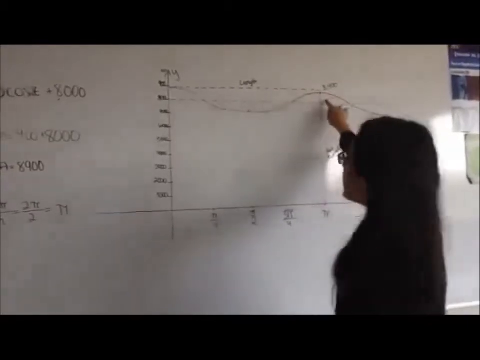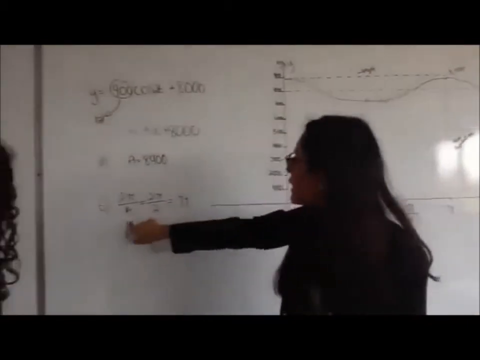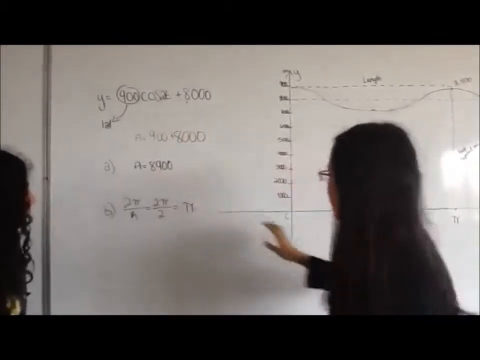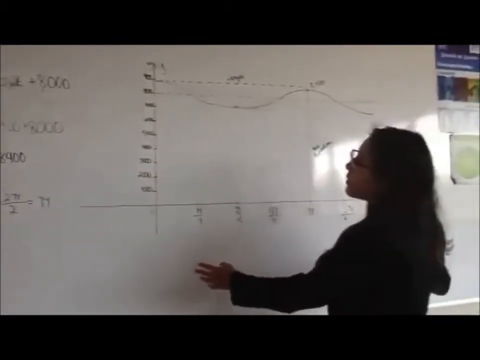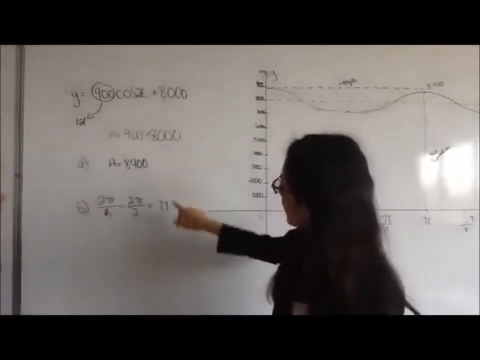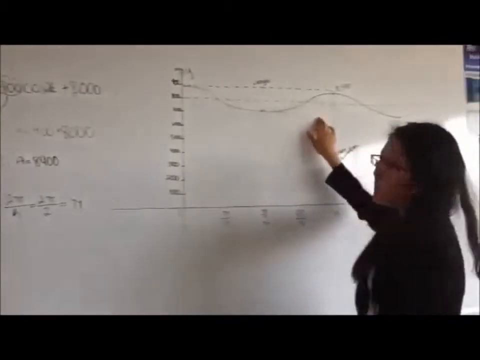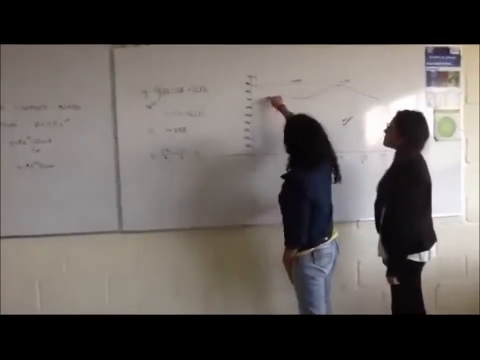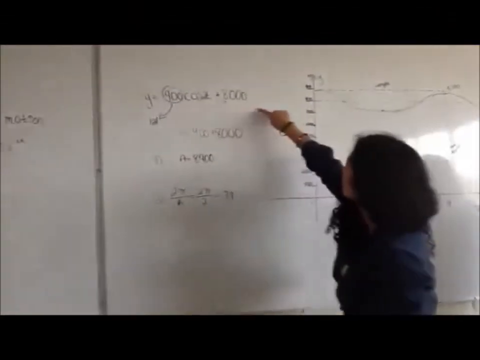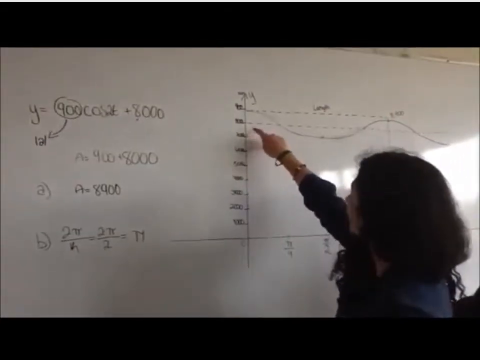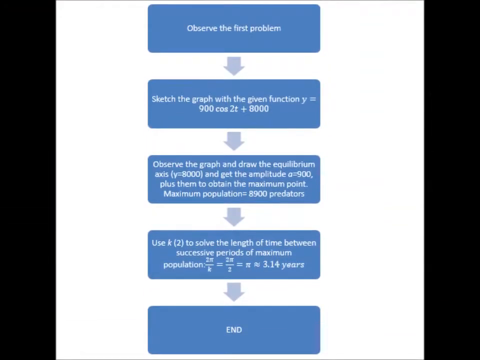This is like one period, so we can solve with k that we have here, that is 2. So 2 pi, that is one simple period of cosine. We divide by 2, the k, and we have that the length is pi only. Thank you, Mommy. We have to add the amplitude plus the equilibrium axis.